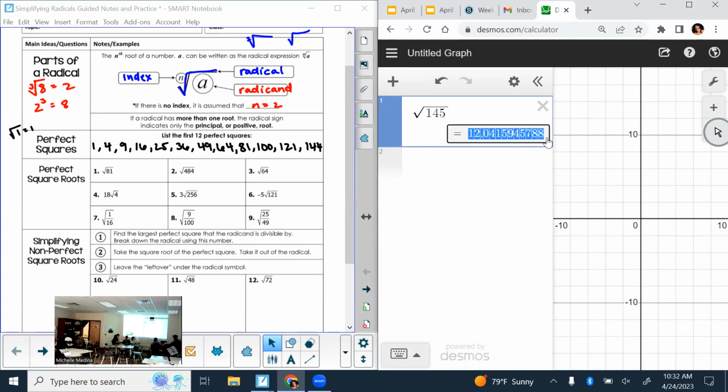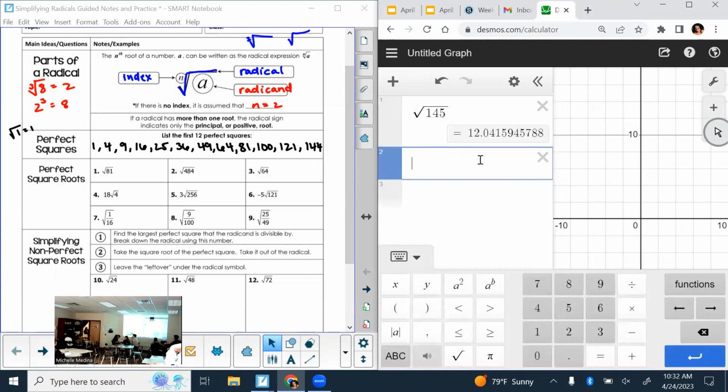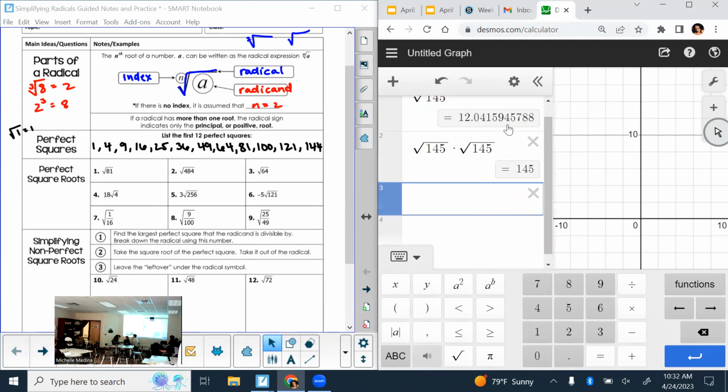So for example, I told you that squaring and square rooting cancel each other out, right? So if I did this times the square root of 145, I should get 145 because it cancels out. If I were to take that decimal and round it, even if I type in that whole decimal that it gives me, it will not give me 145. It'll give me a decimal. So for example, I'm just typing it in exactly how it is.